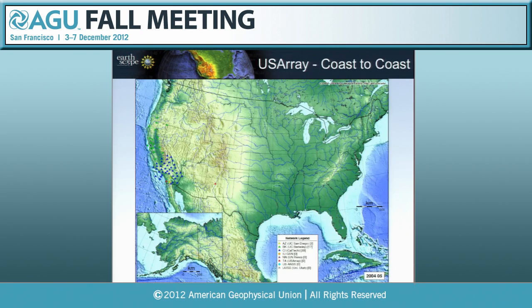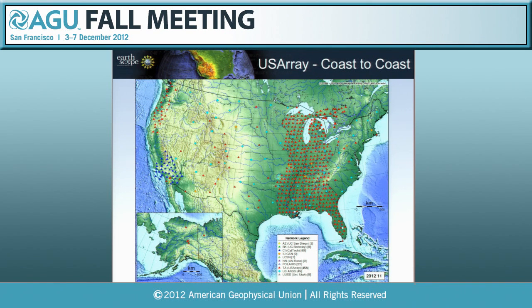Next. So this is a map of how the array progresses. We started in the west and migrate off to the east. Each red station is a USArray station. The other color stations are contributed from other networks. You can see this is over a 7-year period to this point in time, and we sort of get a drive-by view of the seismicity.